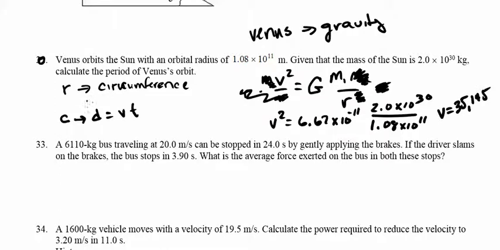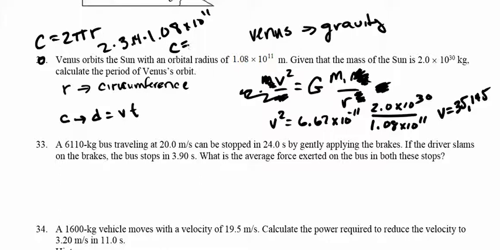Well, over here now I have to go back and find the circumference. Circumference equals 2 pi r, 2 times 3.14 times the radius of 1.08 times 10 to the 11th. So this circumference turns out to be 6.8 times 10 to the 11th. So I'm going to write this down here for distance. 6.8 times 10 to the 11th equals what the velocity is, 35,145, times t. So what's t going to be equal to?